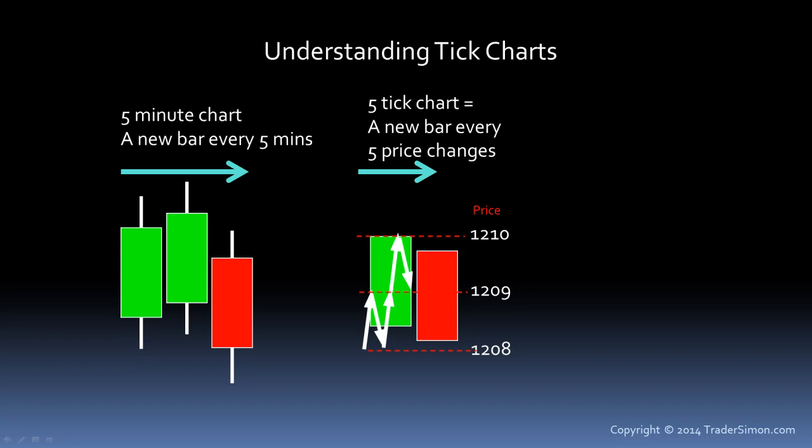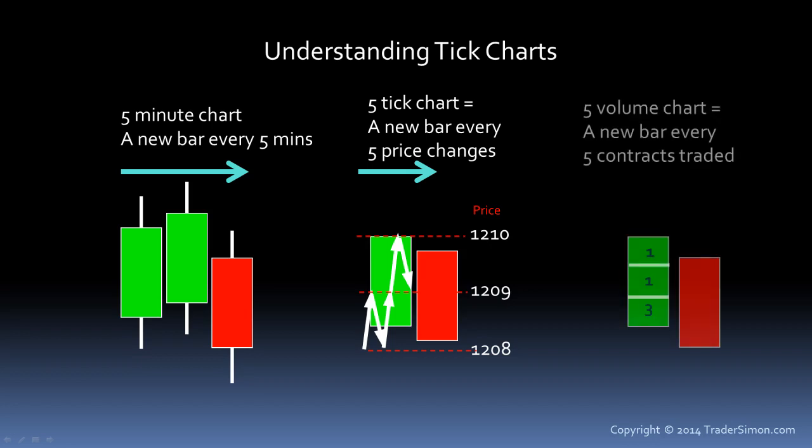So in this diagram, you can see by the white arrows, we had 5 price changes from 1208 to 1209, back again, and we eventually went to 1210 and then down again. So after 5 price changes, we then started on a new bar. So if no trades occur, then no new bars will be drawn.